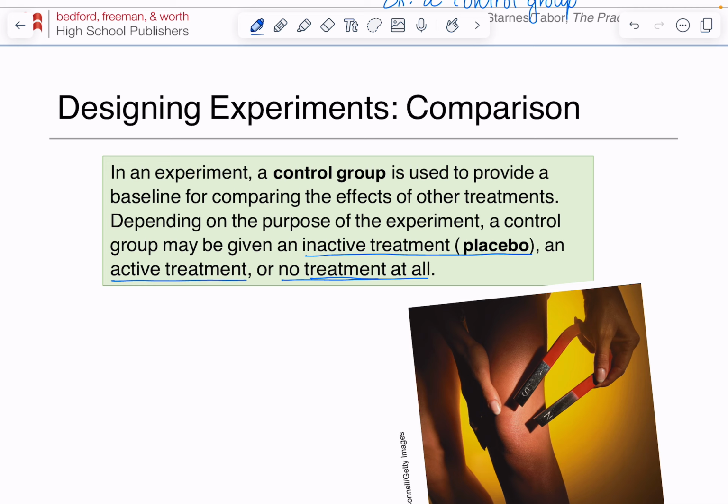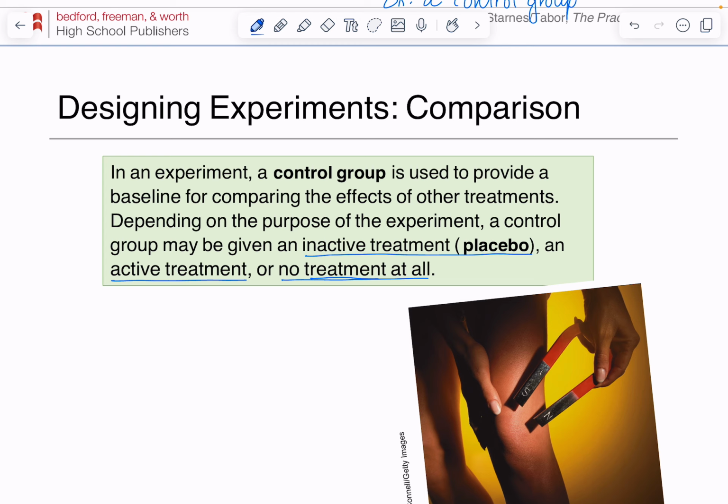So you can get a placebo, a different treatment, you already know how they're going to respond to it, or they can get no treatment at all. So control group does not need to be no treatment. It just needs to be something you already know or you expect how they're going to react to it, so you can compare it to the treatment you're actually studying.